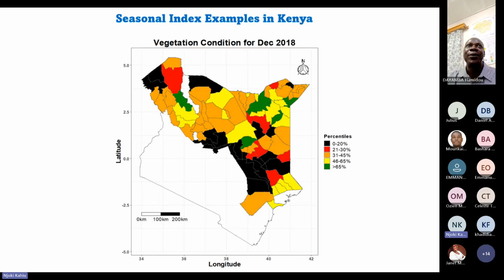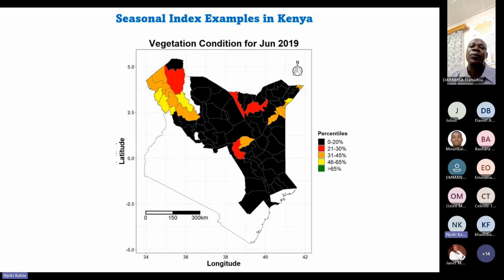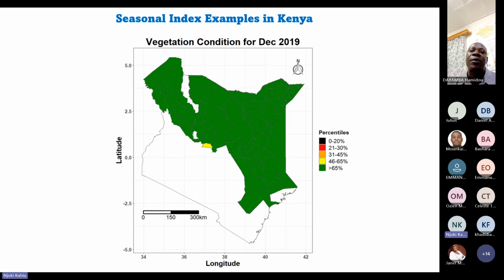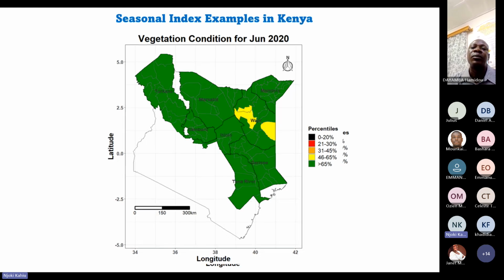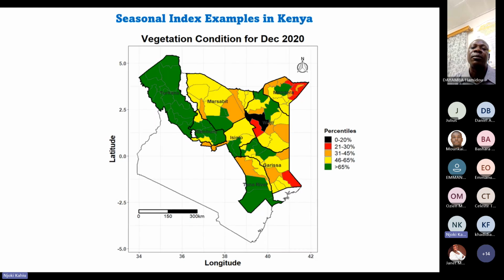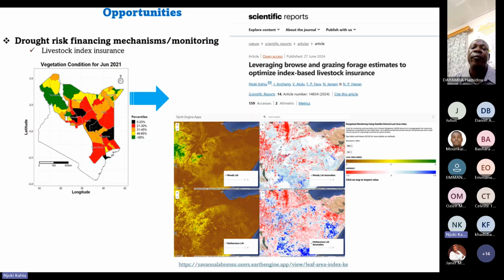As you can see, 2018 was really bad. We have some greens and yellows, but most of the areas were really bad. 2019 the same, and then late 2019 very good performance, and this was a spillover, in terms of precipitation performance, it started early and it spilled over to the next year. And 2020 the same, but December 2020 it started performing poorly.